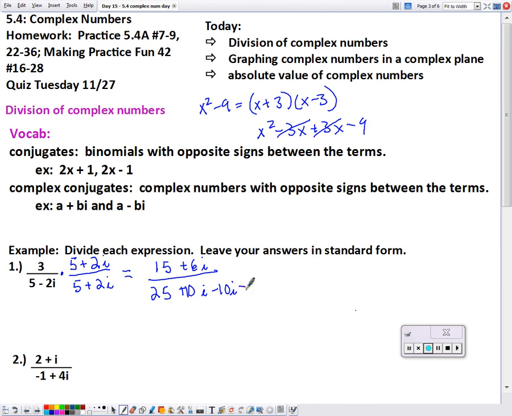minus 4i squared. Well, let's take a look at our denominator here. What's so nice is that right here, positive 10i and negative 10i cancel. We have minus 4i squared. That's like minus 4 times negative 1, which becomes plus 4.